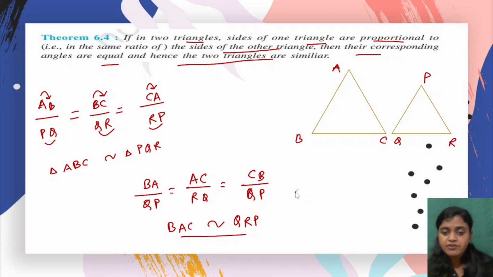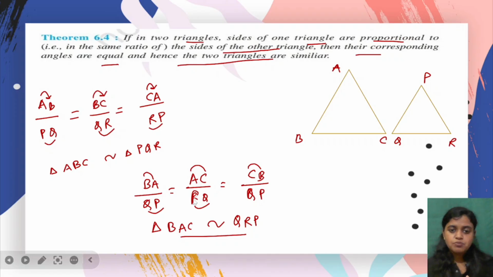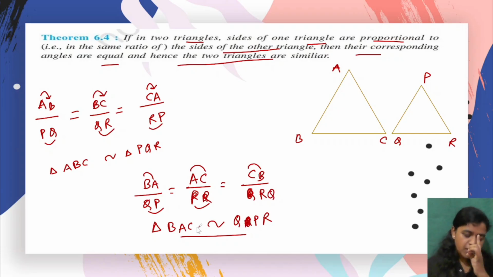Different kinds of multiple questions are asked in your board exam, so you have to understand how we are writing this order. BAC means BA, AC, CB. Sorry, this should be QP, PR and RQ, so QPR. There was a big mistake. So triangle BAC is similar to triangle QPR. This is the correct order.